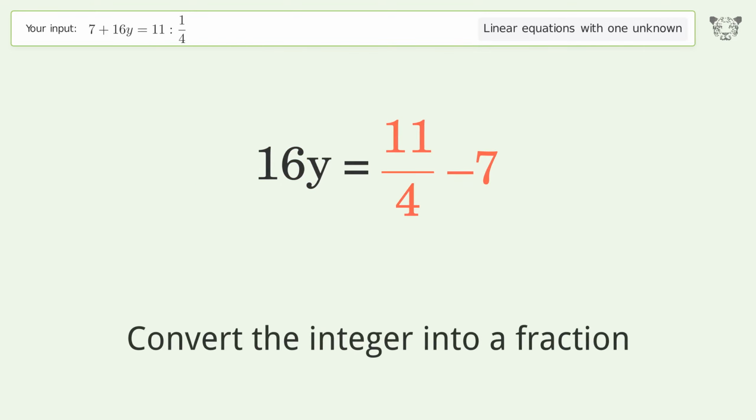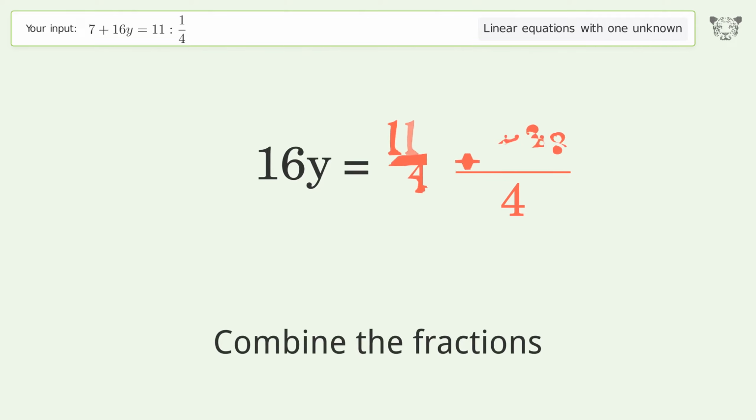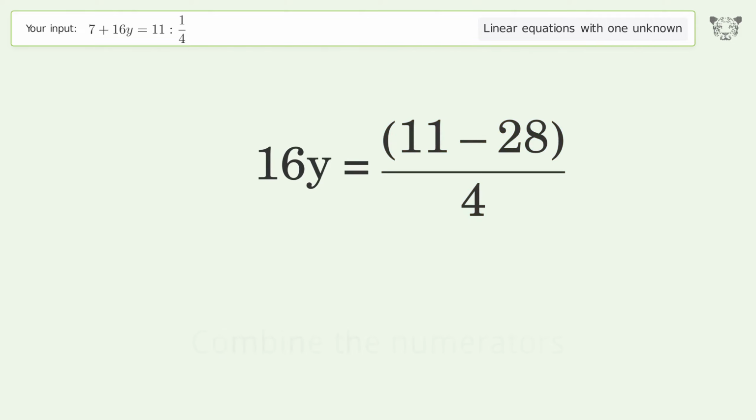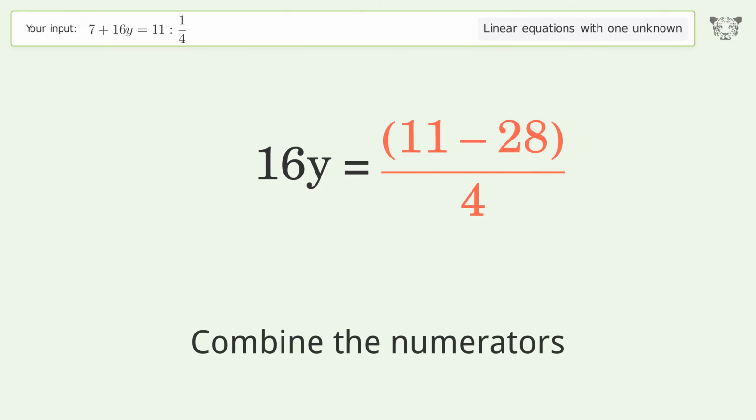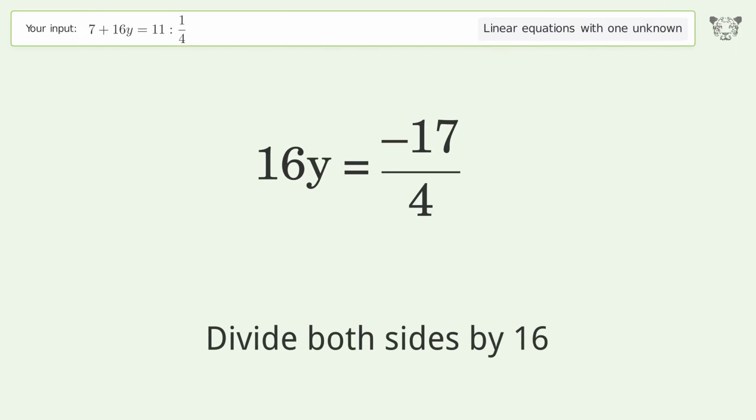Convert the integer into a fraction. Combine the fractions. Combine the numerators. Isolate the y. Divide both sides by 16.